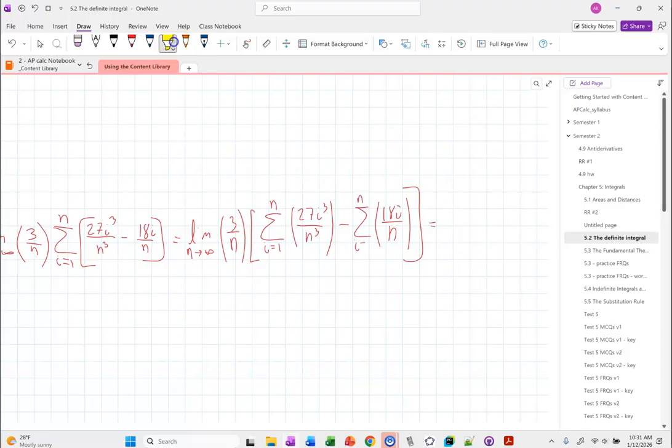And now if I look inside here, with respect to the summation, the 27 and the n cubed are constants. They don't depend on i. And in the second sum, the 18 and the n, again, are constants. They don't depend on i, so I can pull those out of the summation.